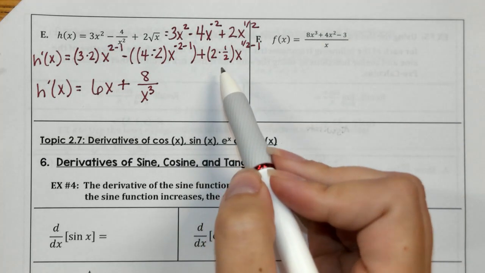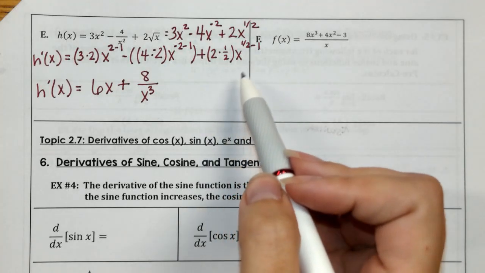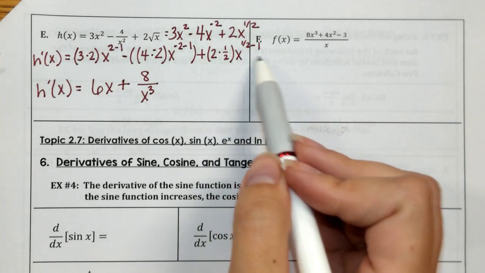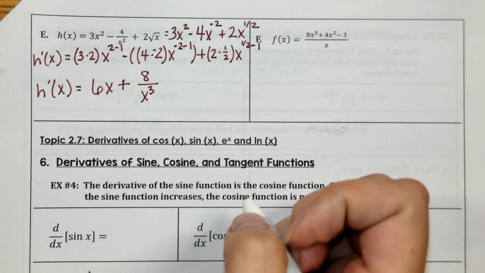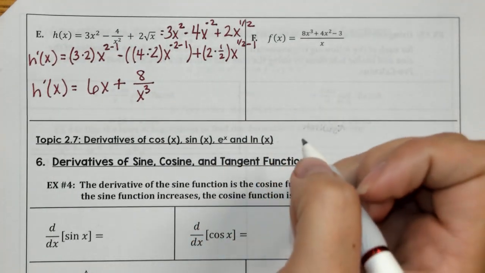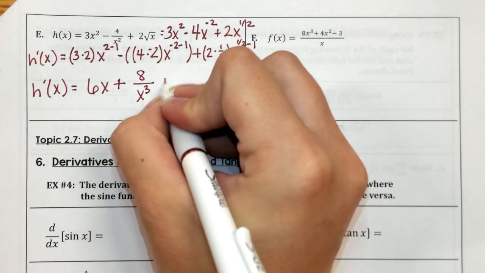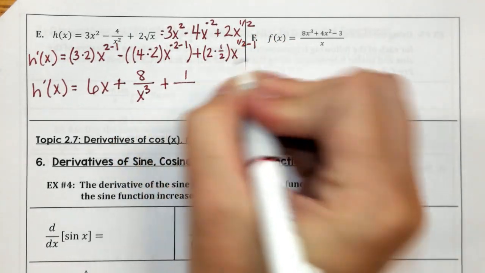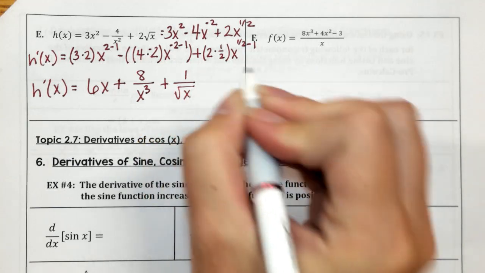Okay, and last one. I have 2 times 1/2 times x to the 1/2 minus 1. What's this going to come out to? 1 over x to the 1/2. You can also rewrite this as what? It is correct.